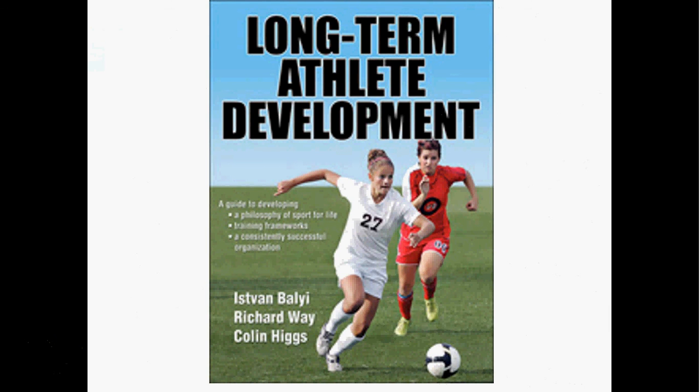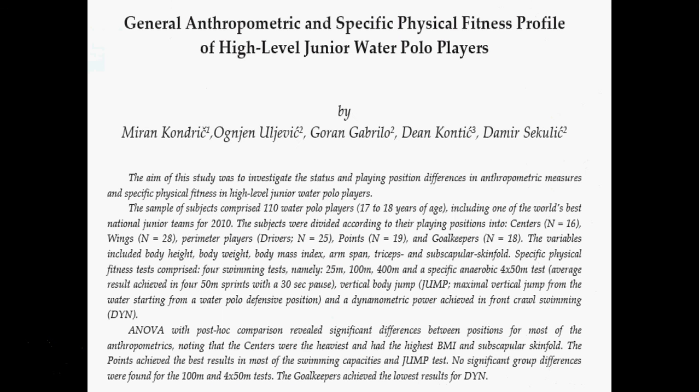However, go look at long-term athlete development models by Istvan Balyi and colleagues, and then of course new models on motor development that you can look at as well. This is just an example of assessments you can do with water polo players and what is normally assessed. In this one, specific physical fitness tests comprise swimming tests: 25 meter, 100 meter, 400 meter, and 4 times 50 meter test. Vertical body jump or vertical squat jump, and then there were some other assessments down there as well. So again, specific to the sport.